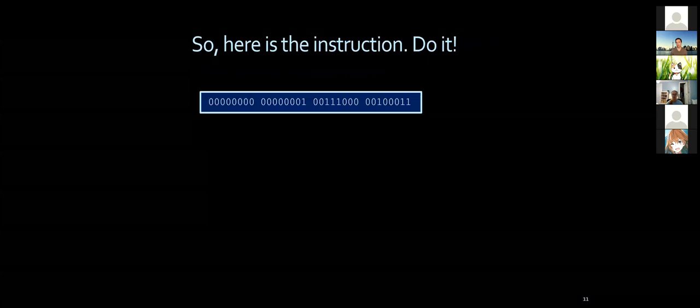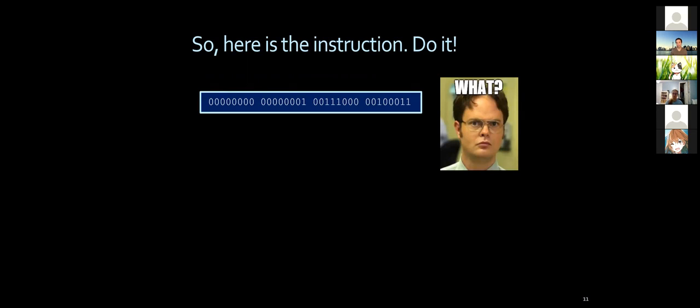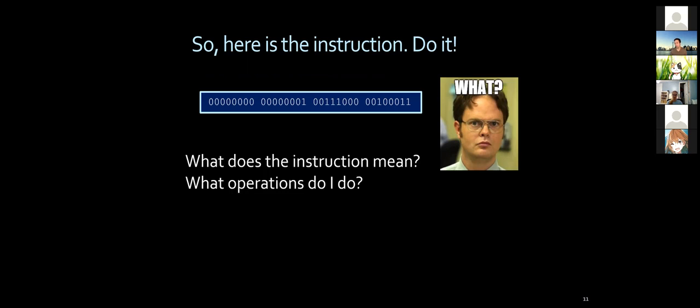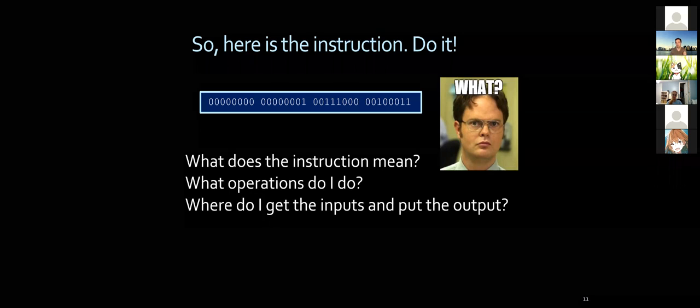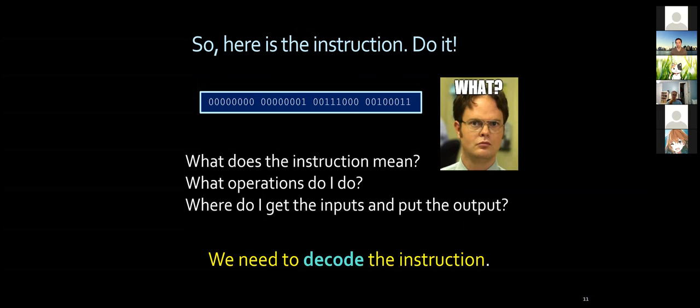So here are the instructions. The next thing the processor wants from you is to execute them, and you're wondering what you're supposed to do with all of that. That's not particularly meaningful, so how are we going to read this? The questions we want to answer now: what does the instruction really mean, what operations can I do, where do I get the inputs, and where do I store my output? This is the decode stage of the instruction. Remember, in the first stage we just read this string of zeros and ones.